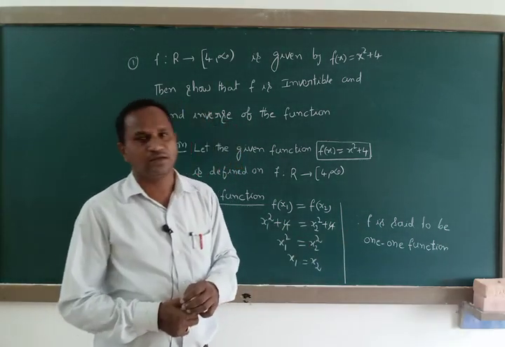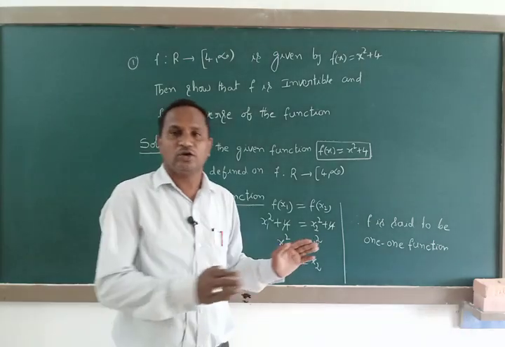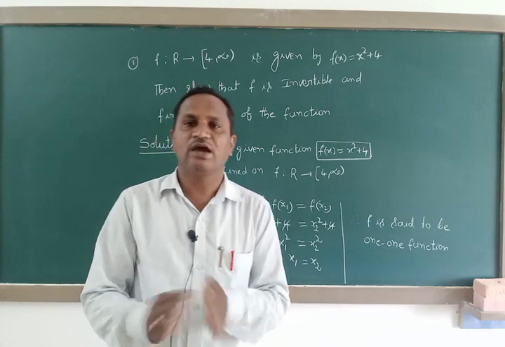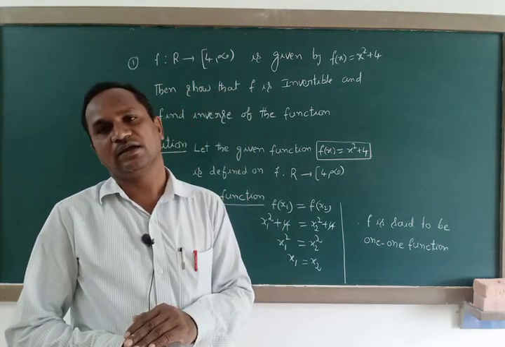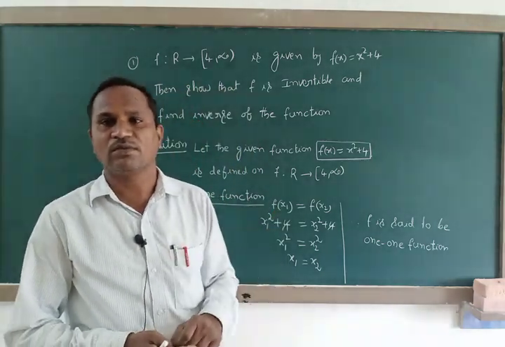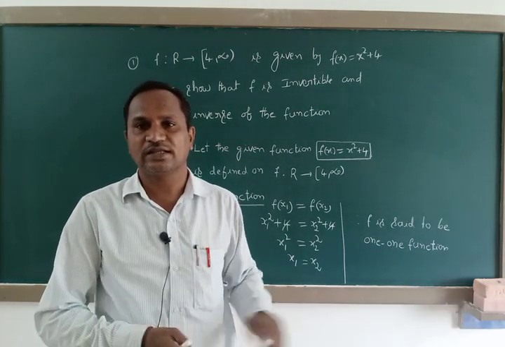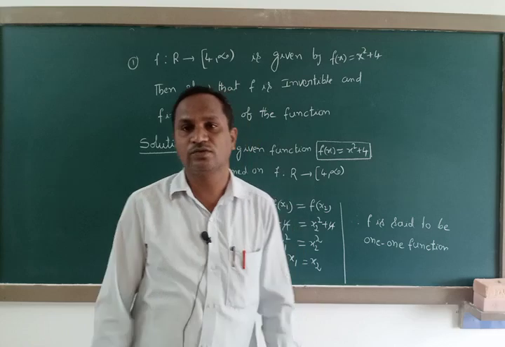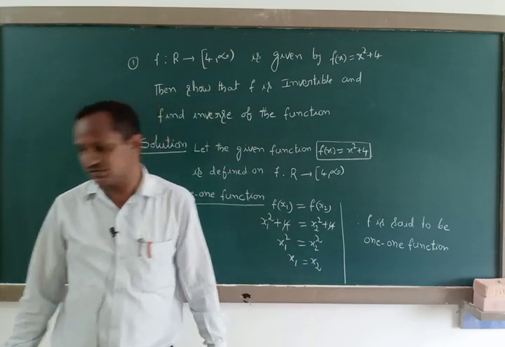Therefore, f is said to be a one-one function. Getting this means different elements of the domain capital R have different images in the closed interval [4, infinity). Like that we say f is a one-one function now. Let us now give the proof for onto function also.